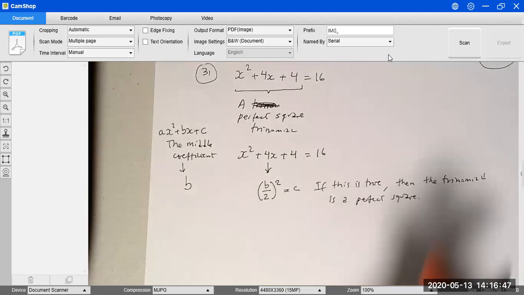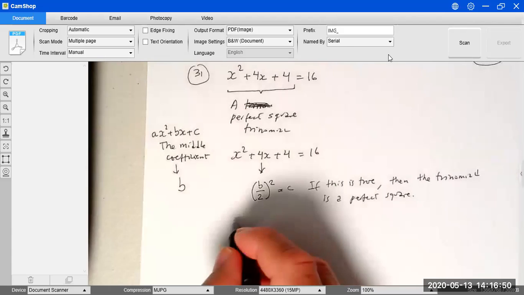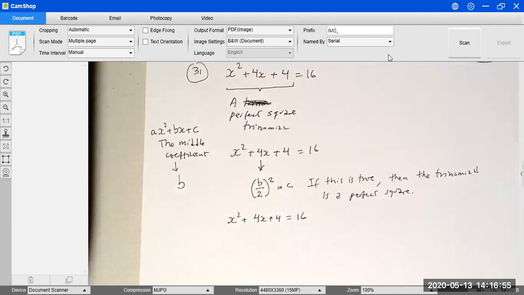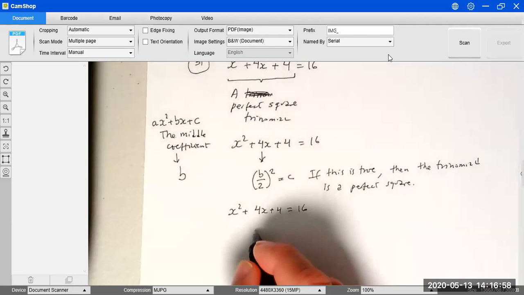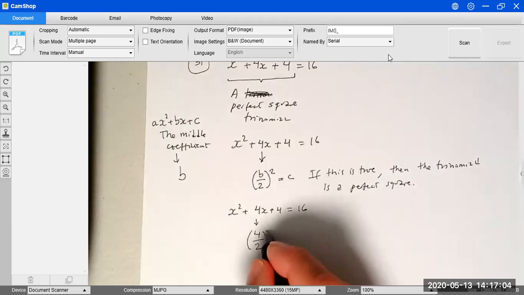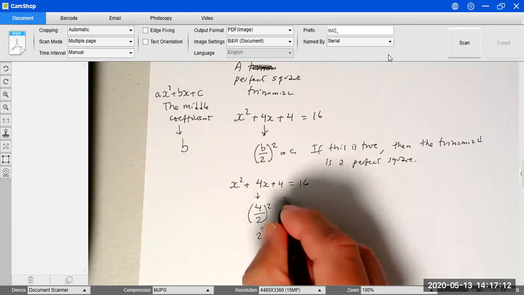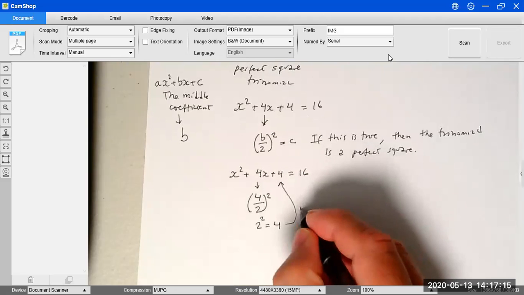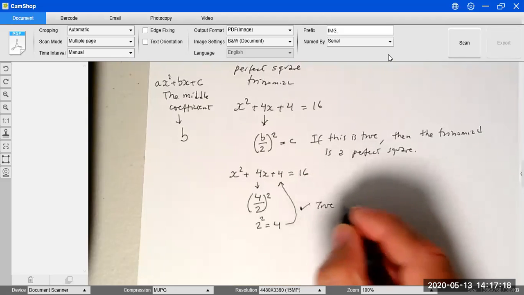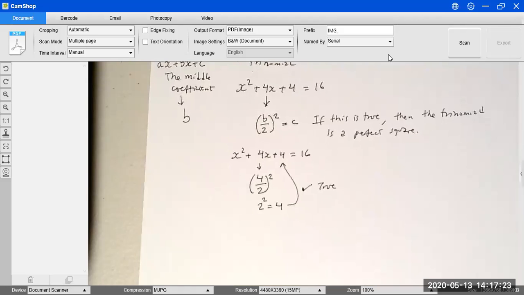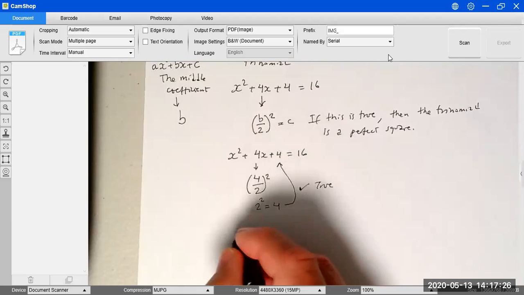So let's see whether this is the case. I'm going to write again x squared plus 4x plus 4 equals 16. That's my original problem. I have here 4, that's the middle coefficient, divided by 2. I'm going to square it. So 4 divided by 2 is 2, squared. So 2 squared equals 4, and this is equal to c. So that means that, yeah, this is true. This is a perfect square trinomial.